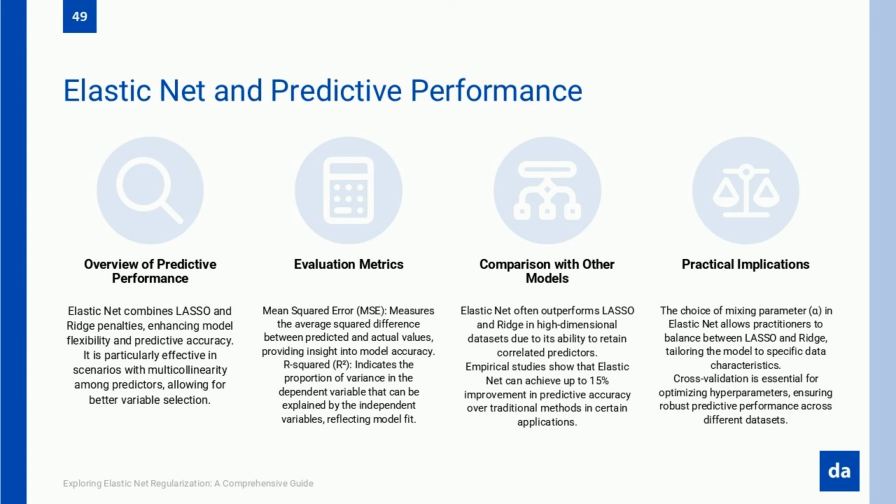One of the most common ways to measure predictive performance is through mean squared error, MSE, or root mean squared error, RMSE. These metrics indicate how far off the model's predictions are from actual values. A well-tuned Elastic Net model typically achieves a lower MSE compared to unregularized regression models because it avoids overfitting, leading to better generalization to new data.